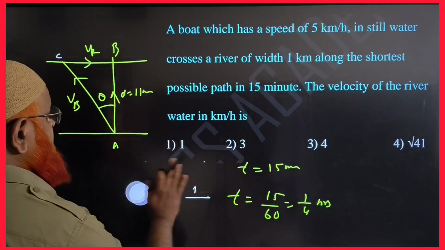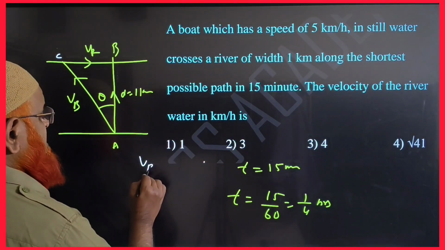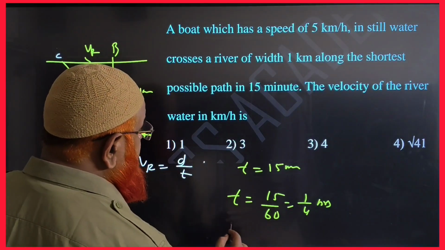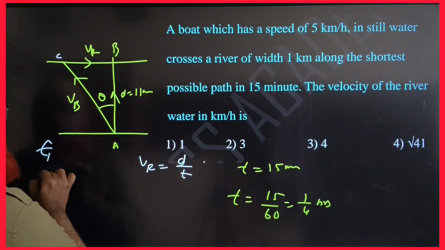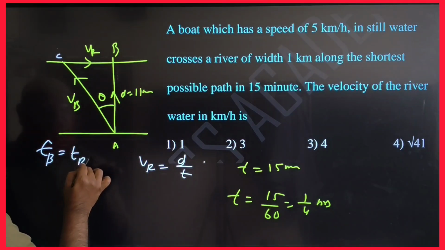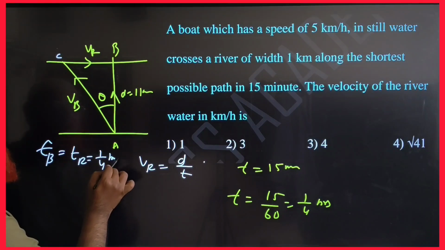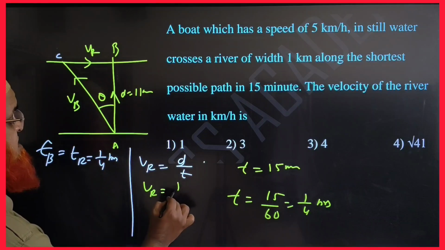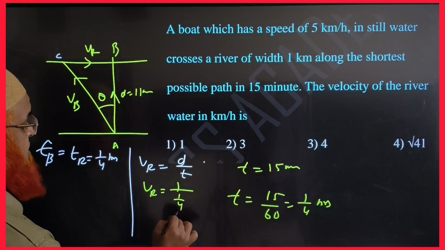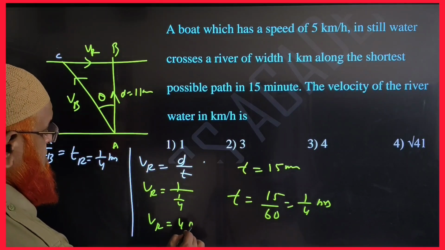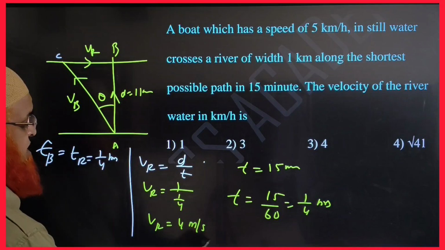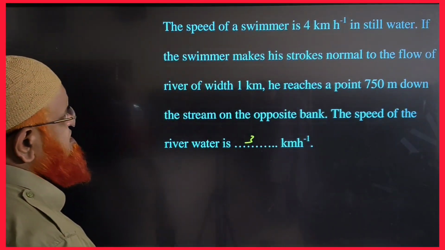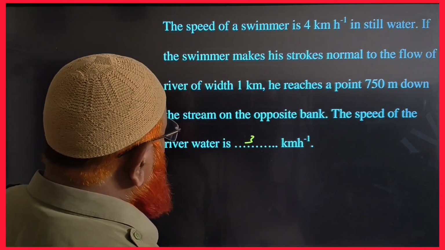Okay, so he's asking us to find out the velocity of a river. See, velocity of a river is nothing but distance by time. And I just told you that time is already given here. That means time taken by the boat and time taken by the river both are going to be 1/4 hours. Okay, with this it is understood that velocity of a river is nothing but distance, 1 kilometer, and this is 1/4. So velocity of river is 4 meter per second. That's it. 4 meter per second is the velocity of a river.